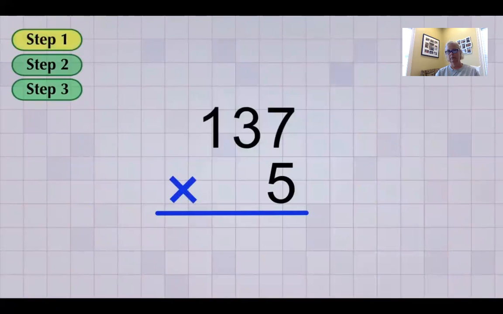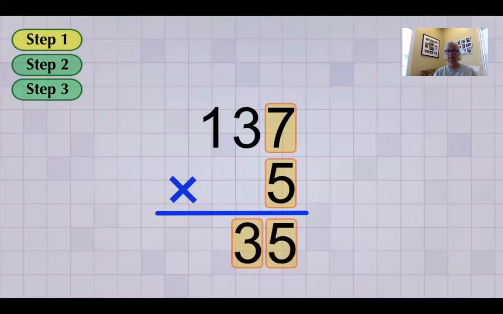For the first step, we multiply the bottom digit, 5, by the digit in the ones place of the top number, which is 7. We always start with the ones place and work our way from right to left. So 5 times 7 gives us 35.